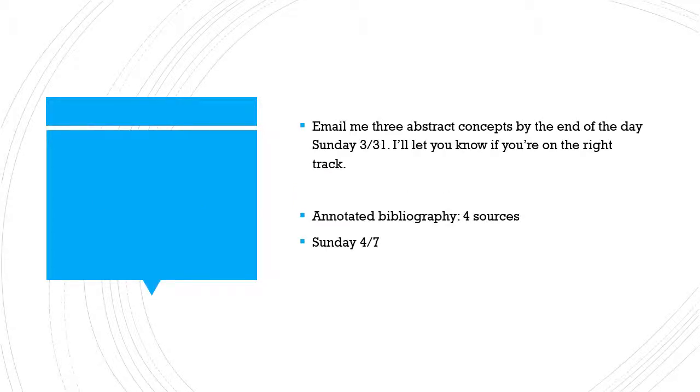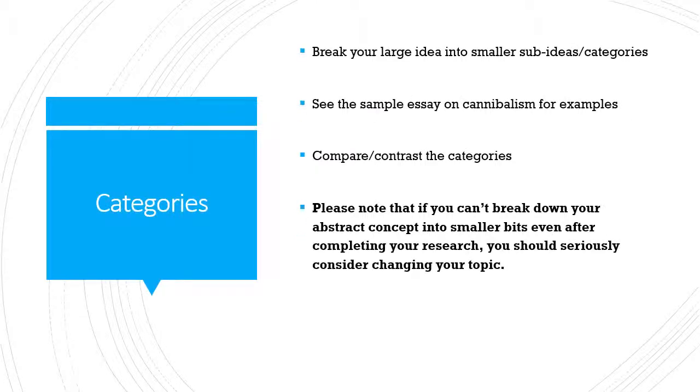It's a little confusing, this assignment, so you're going to email me 3 abstract concepts by the end of the day, Sunday, last day of March, and I'll let you know if you're on the right track. Then from there, you can pick one of your 3 abstract concepts and you can start your annotated bibliography. I'm looking for 4 sources on it, and we're looking for that by the end of the day, Sunday the 7th.